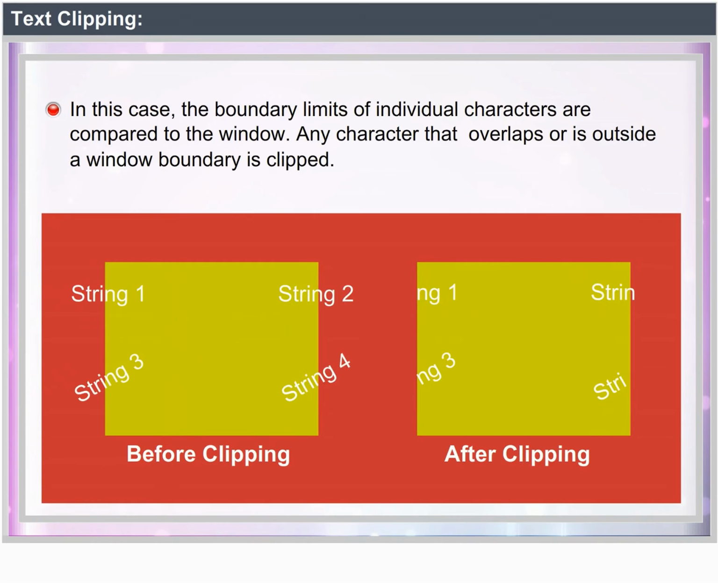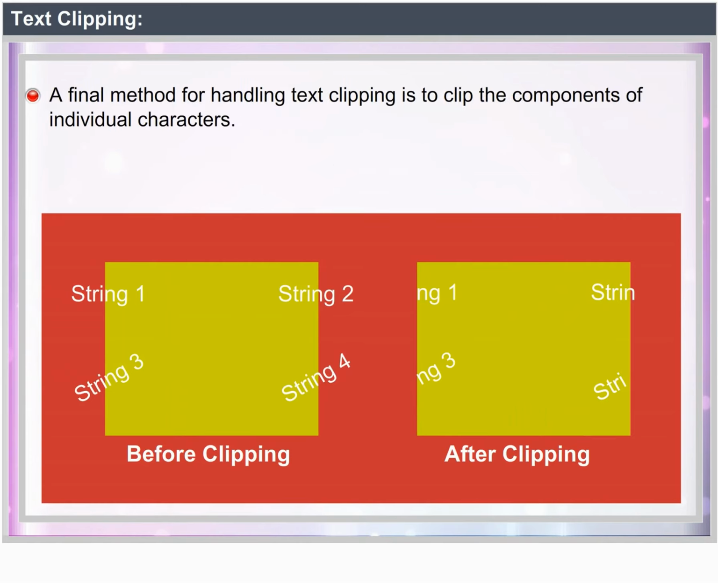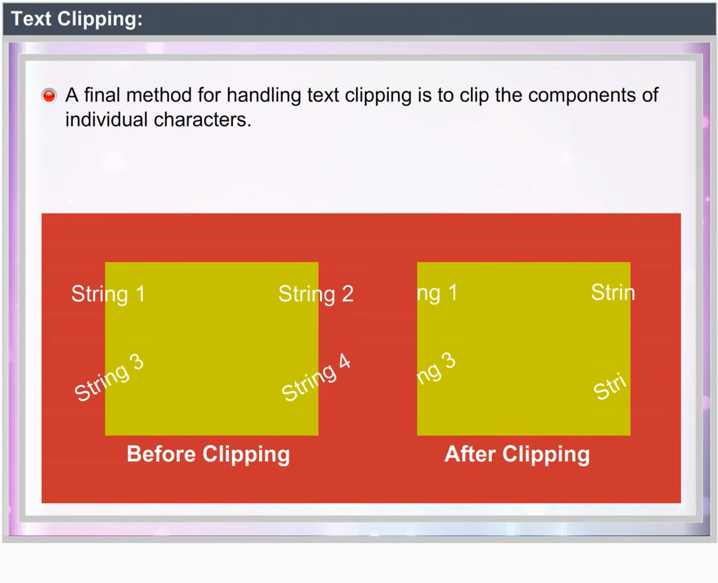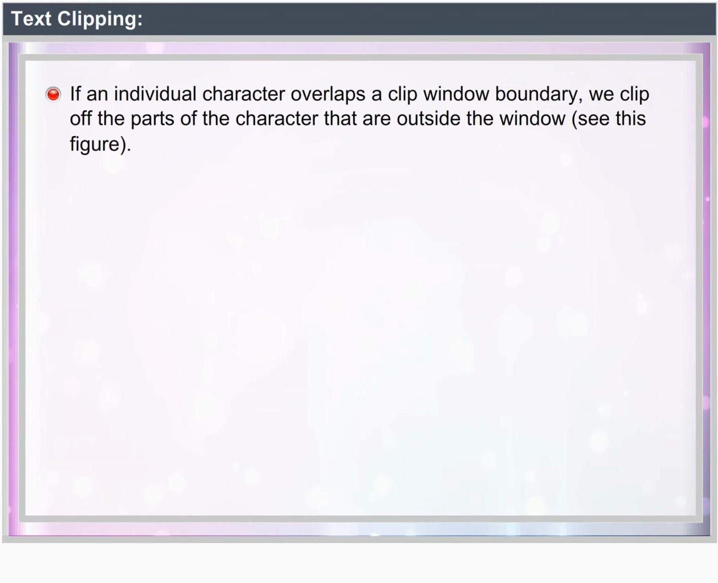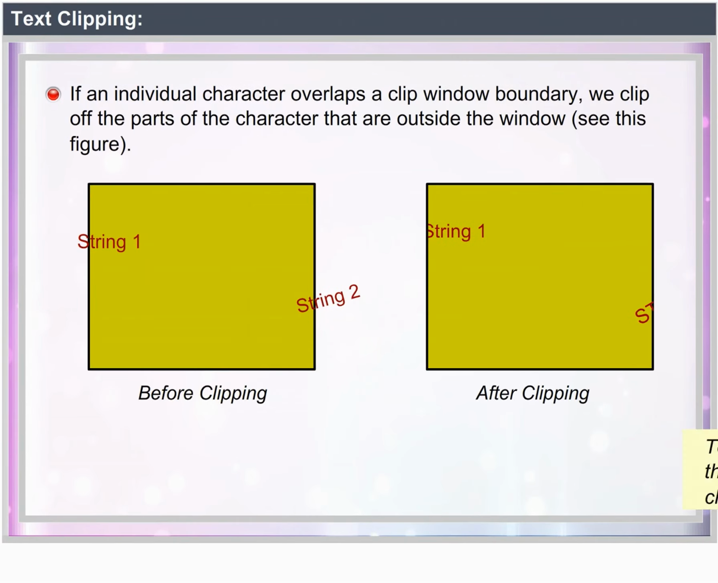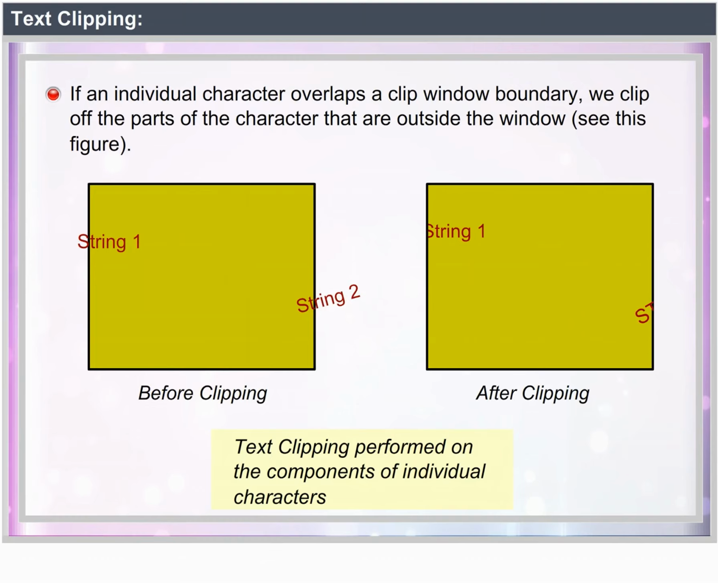A final method for handling text clipping is to clip the components of individual characters. We now treat characters in much the same way that we treated lines. When an individual character overlaps a clip window boundary, we clip off the parts of the character that are outside the window. See figure.